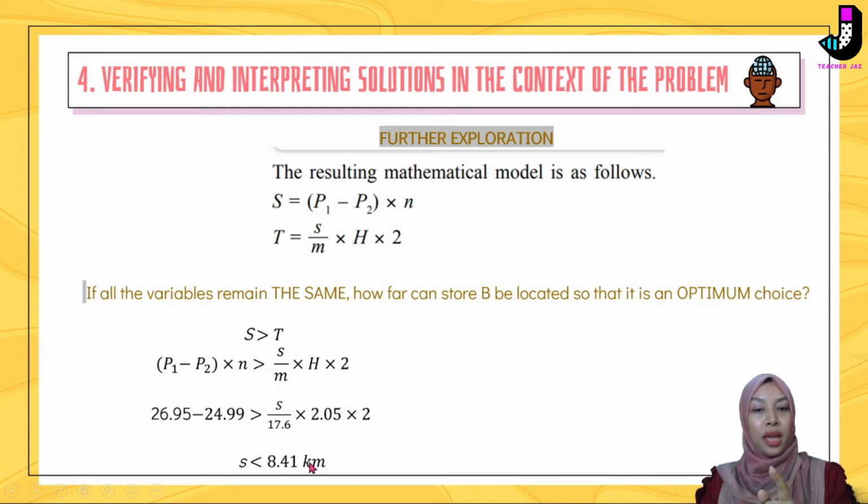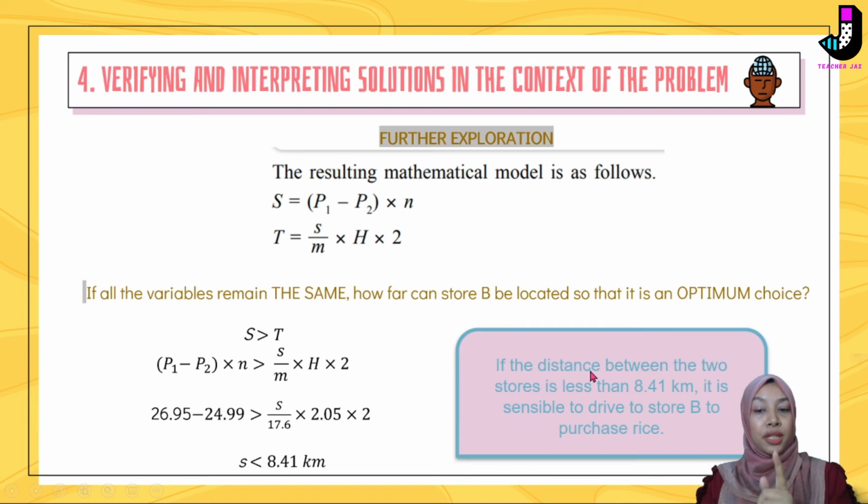Okay, so means that if the distance between the two stores is less than 8.41 kilometers, it is sensible to drive to store B to purchase rice. Okay, means that kalau jarak itu adalah kurang daripada 8.41 kilometer, barulah it's worth it. Barulah dia worth, boleh kira untung lah untuk membeli dekat store B. Kalau dah lebih, dah tak optimal, dah tak sesuai dah. Nanti akan jadi rugi pula kat kita.